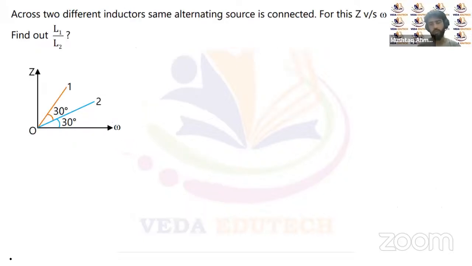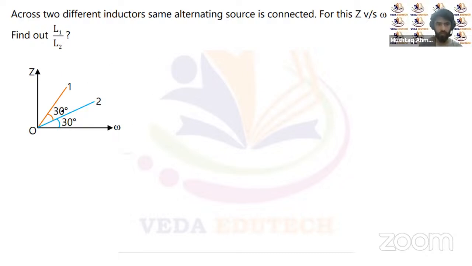Now let's move on to the next question. This will be the last question of this session. Across two different inductors, the same alternating source is connected. For this, a Z versus omega graph is given. Find out L1 upon L2. Since the source is the same, the frequency will be the same. We have been given the total impedance, Z, versus the omega graph, and we have to find L1 upon L2.